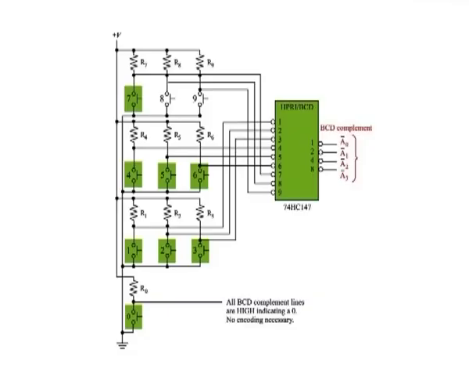The 10 decimal digits on the keyboard of a computer, for example, must be encoded for processing by the logic circuitry. When one of the keys is pressed, the decimal digit is encoded to the corresponding BCD code. This figure here shows a simple keyboard encoder arrangement using a 74HC147 priority encoder.